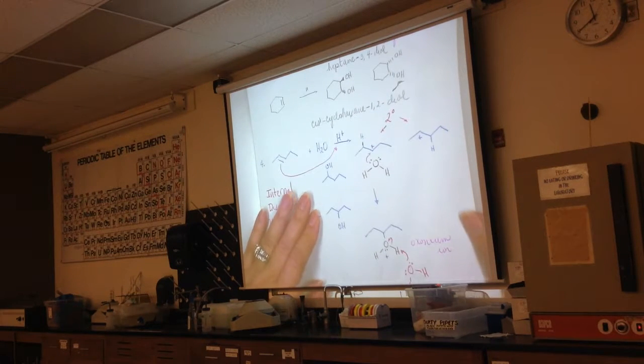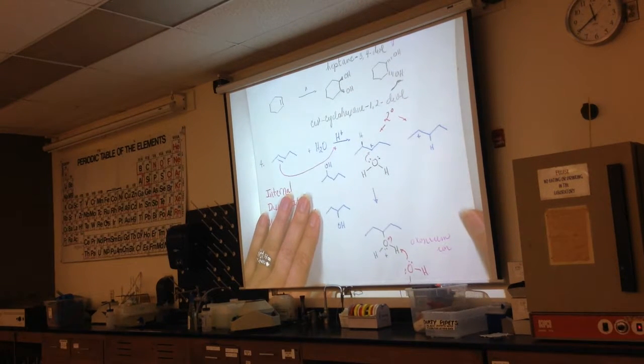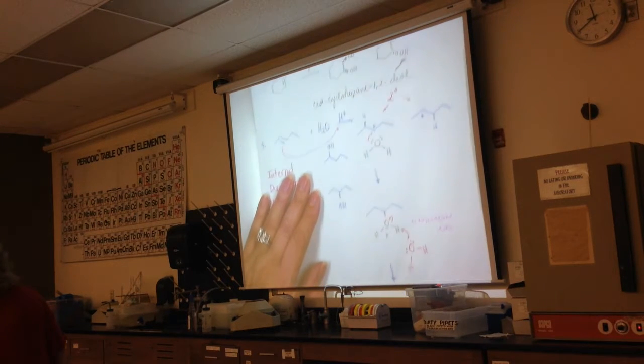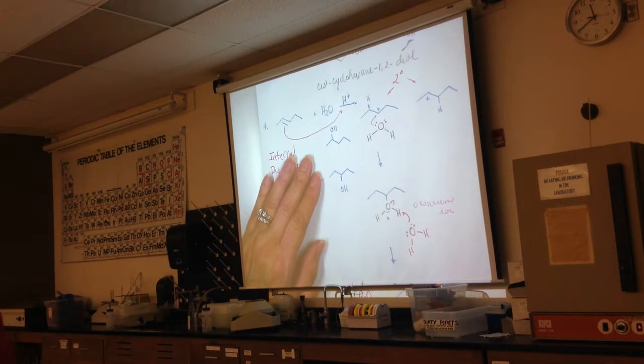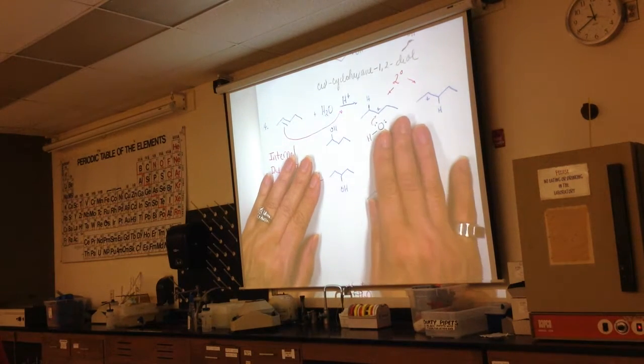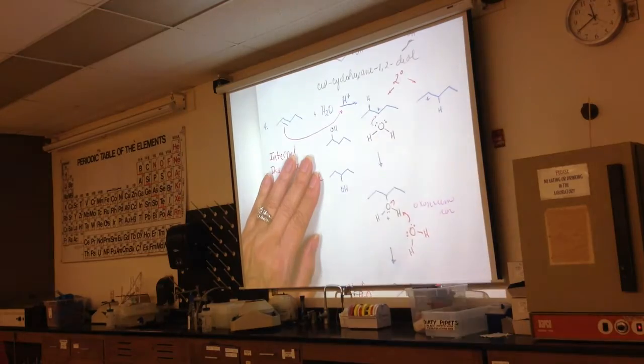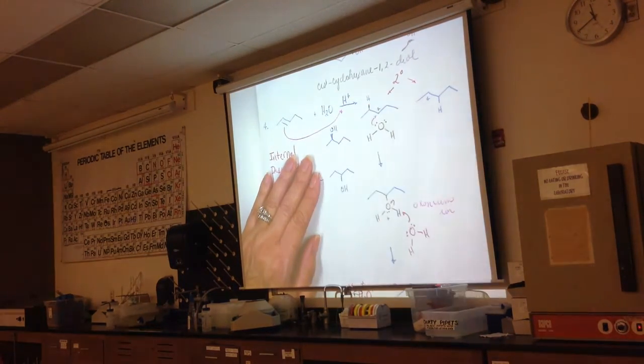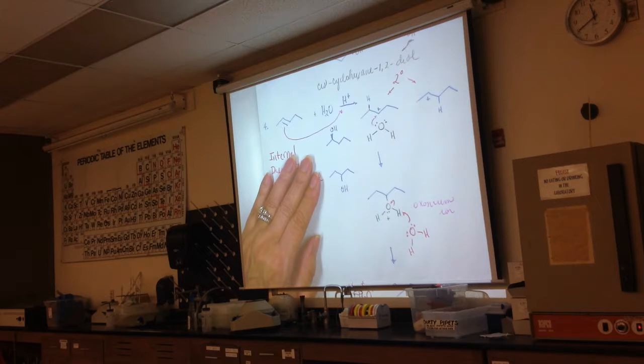Do you only produce 2 products from this reaction? Are there only 2 products in this reaction? It's right there. 2 or more? What happens with carbon number 2? You have R and S, so there's R and S on 2.